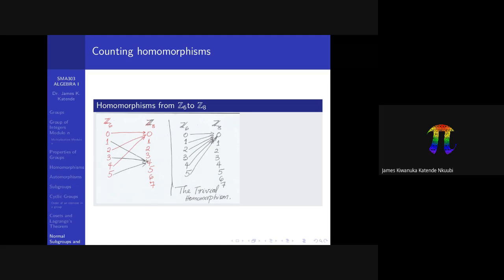Now, maybe in your own time, you can try to check what if you reverse from Z8 to Z6? How many homomorphisms can you have? There are similar questions in your tutorial. I can't remember which number it is, but there's a question which is similar to this, but with slightly bigger cyclic groups. So you should attempt those questions with this information that you have.